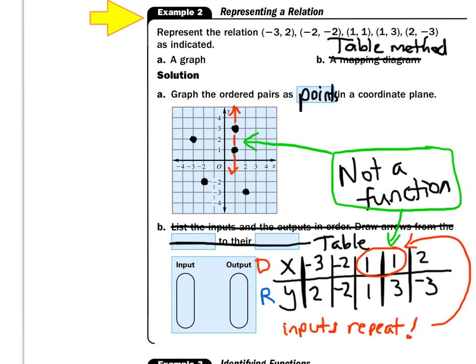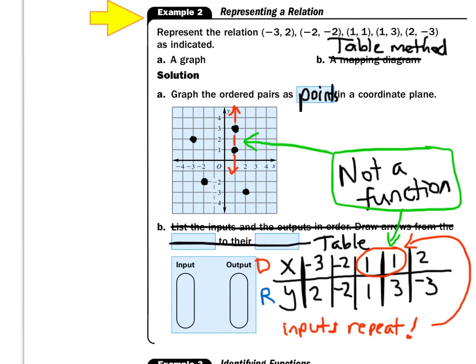Alright, you guys, take a look at example 2. Represent the relation. And then they give us negative 3, 2, negative 2, 2, negative 2, and so on. And they want us to use a graph to represent it. Well, the first thing you want to do is just graph the ordered pairs as points in a coordinate plane. So if I graphed negative 3, 2, start at the origin, negative 3 tells me to move to the left, and then get in the elevator, 2 tells me to go up, and I put a point there.